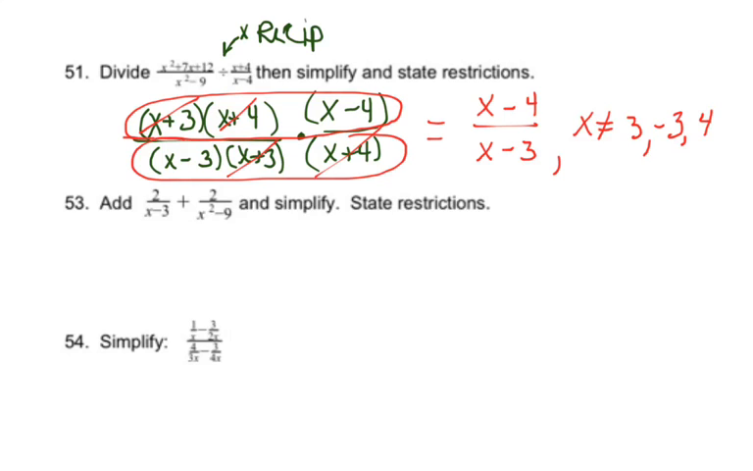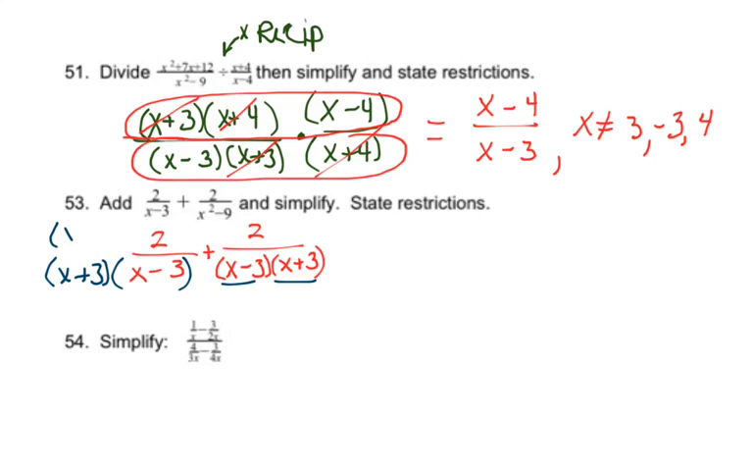Next problem. Add these two fractions together so we get a common denominator. To do that, I've got to look at all of my factors of my denominators first. So the fraction on the right has to be factored as a difference of two squares. And now I see it has two factors in it, and then the first fraction is missing the x plus 3.